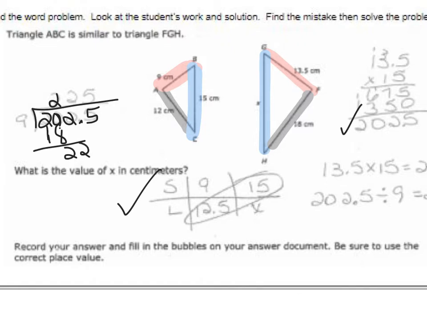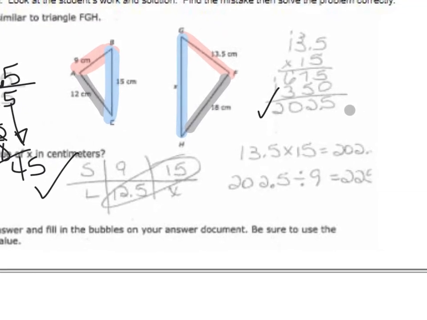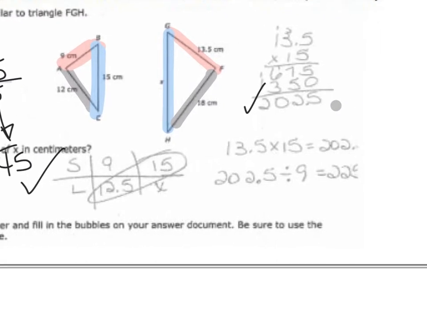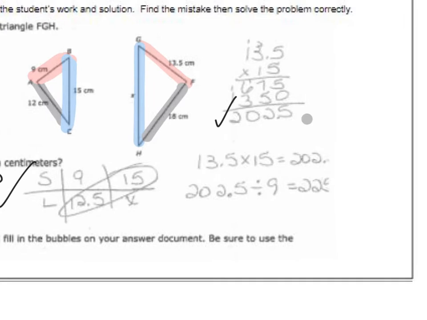9 into 22 still is twice. You have the decimal there. So that's 18. So now it's 4. And 9 into 45 is 5. So did they answer this correctly? Yep. Okay, they put that the answer was 225.